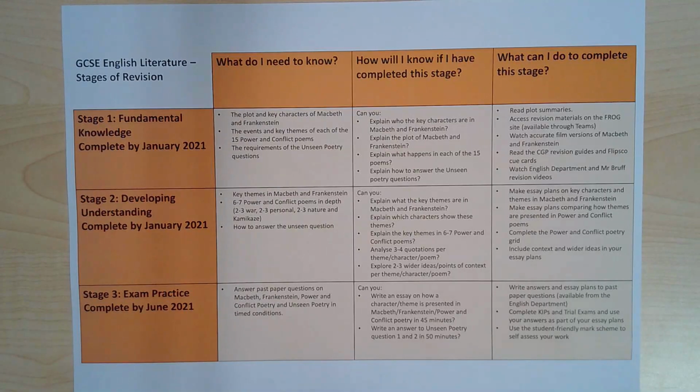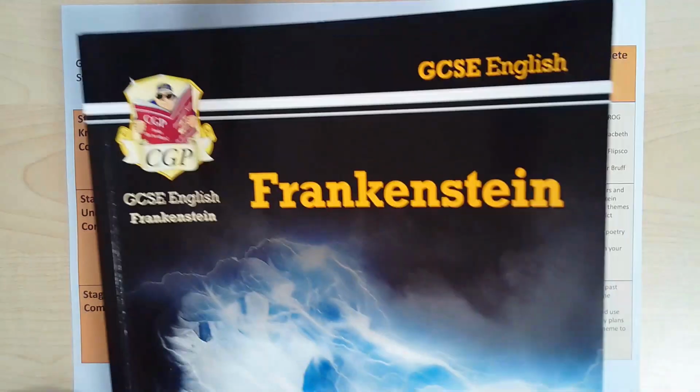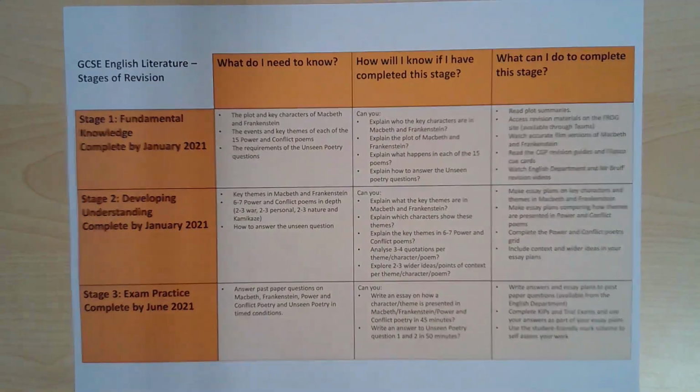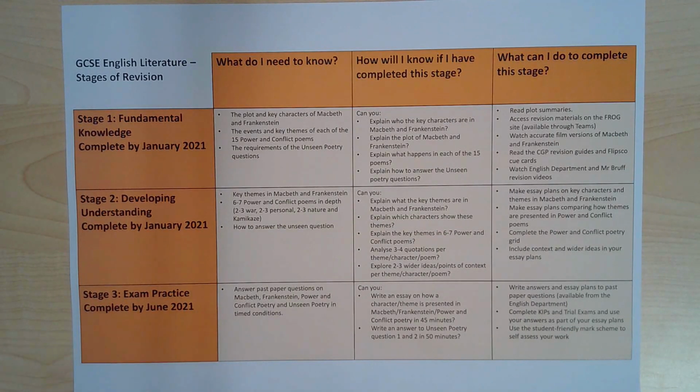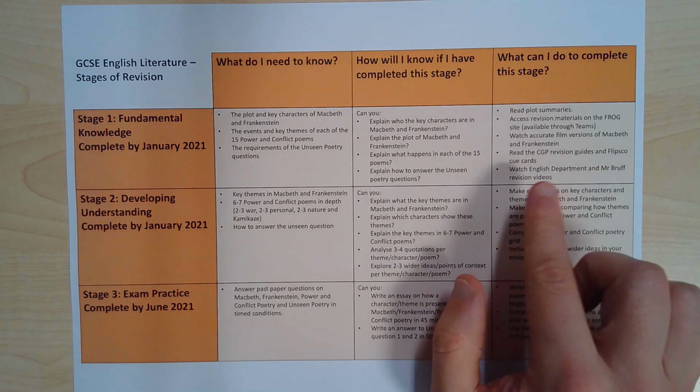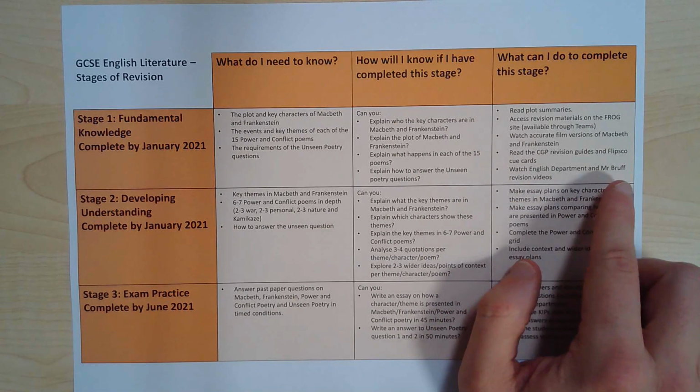So the Frankenstein one you saw earlier on, I've got here. We'll look at that in a minute. Flipsco cue cards, I haven't got those to hand, but they are basically revision cards to save you making them yourselves. But it is quite useful to get these things and turn them into other things you'll see in a minute.